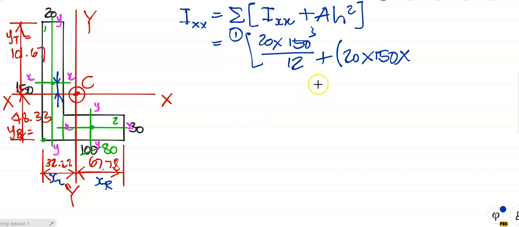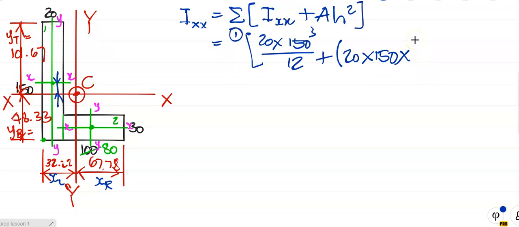Did you get that? H is the distance from the centroid of the element to the centroid of the whole cross section. Can we work it out? Yes, we can, because we worked out y top. So can we work out the distance from that axis to that axis? Yes, it is y top minus... how far is it from there to there? It's d over 2, so 150 over 2. So 101.67 minus 75 is equal to h for that section.